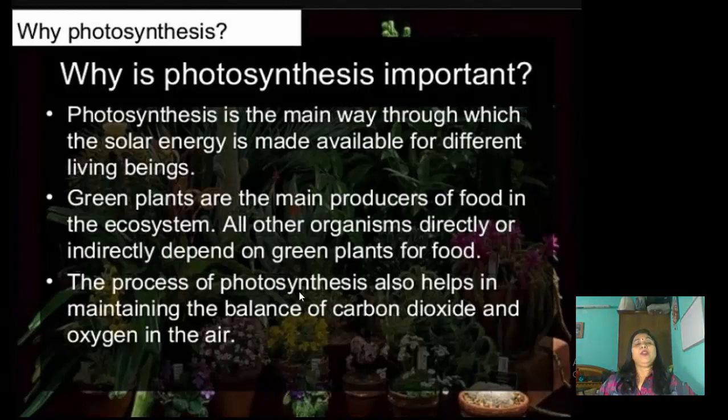How? We know for the process of photosynthesis what is required? Carbon dioxide. The plant takes in the carbon dioxide. The reaction takes place, this carbon dioxide reacts with water, and what is produced? Oxygen, which is given out in the air. So there is a balance of carbon dioxide and oxygen in the air.